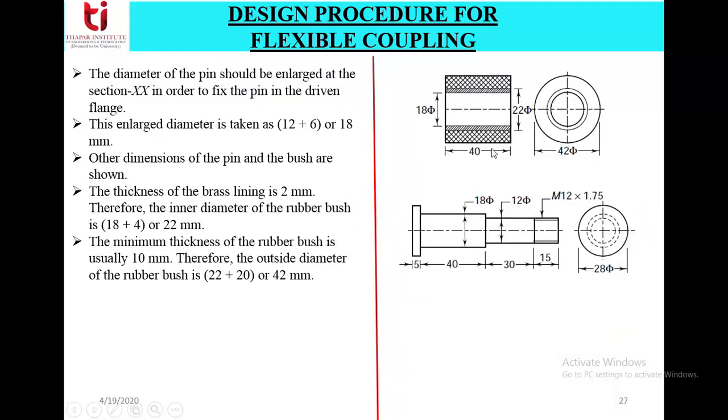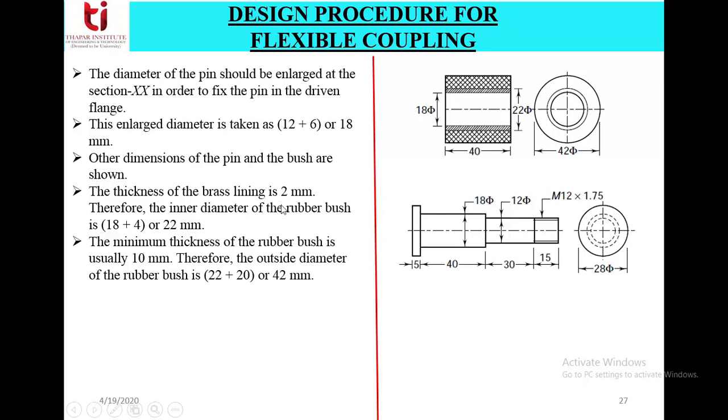Again, you can see there are various things in design. Let us say this is a pin here. The diameter of the pin should be enlarged at the section XX in order to fix the pin in the driven flange. So let us say the enlarged diameter is 6 mm. So 12 plus 6 is 18 mm, right?